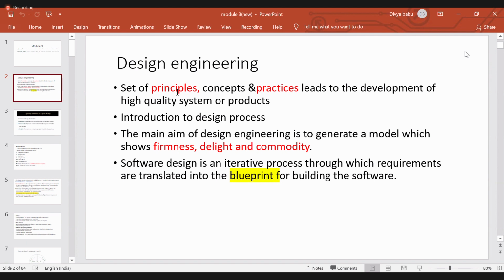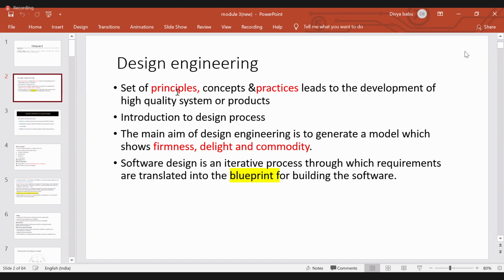Okay, when we discussed design engineering, we discussed some principles, concepts, practices which lead to the development of a high quality product. So when we discuss design engineering, we should discuss 3 terminologies: firmness, delight, and commodity. Any product which can maintain firmness, delight, and commodity is a part of design engineering.